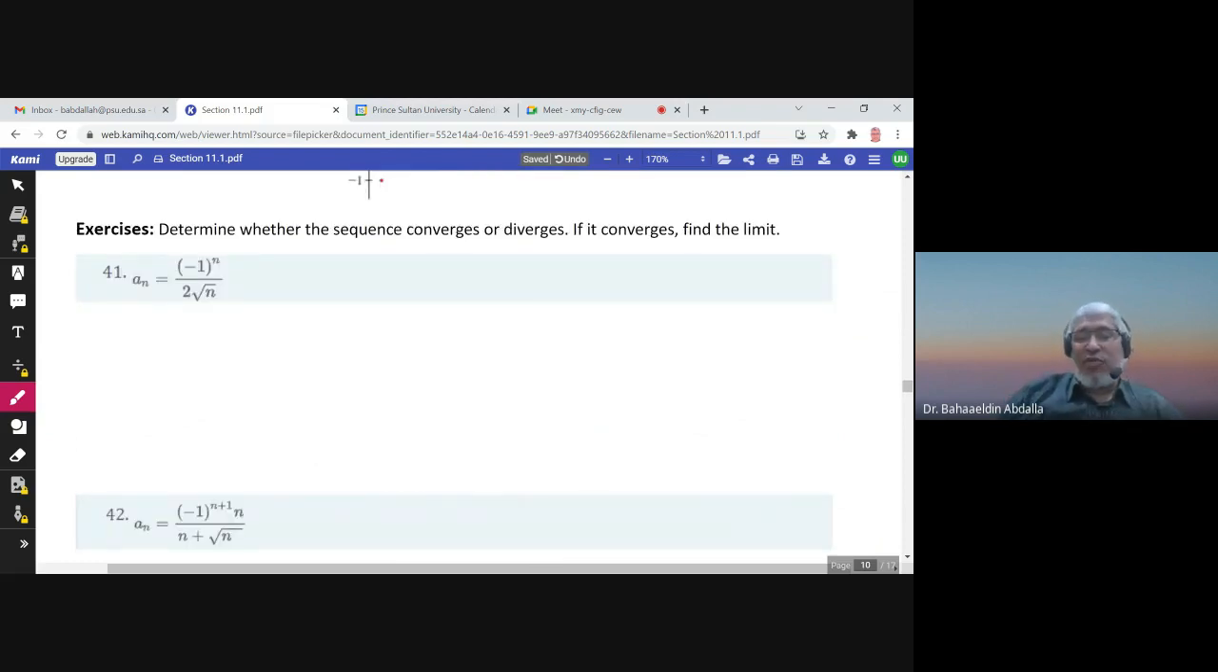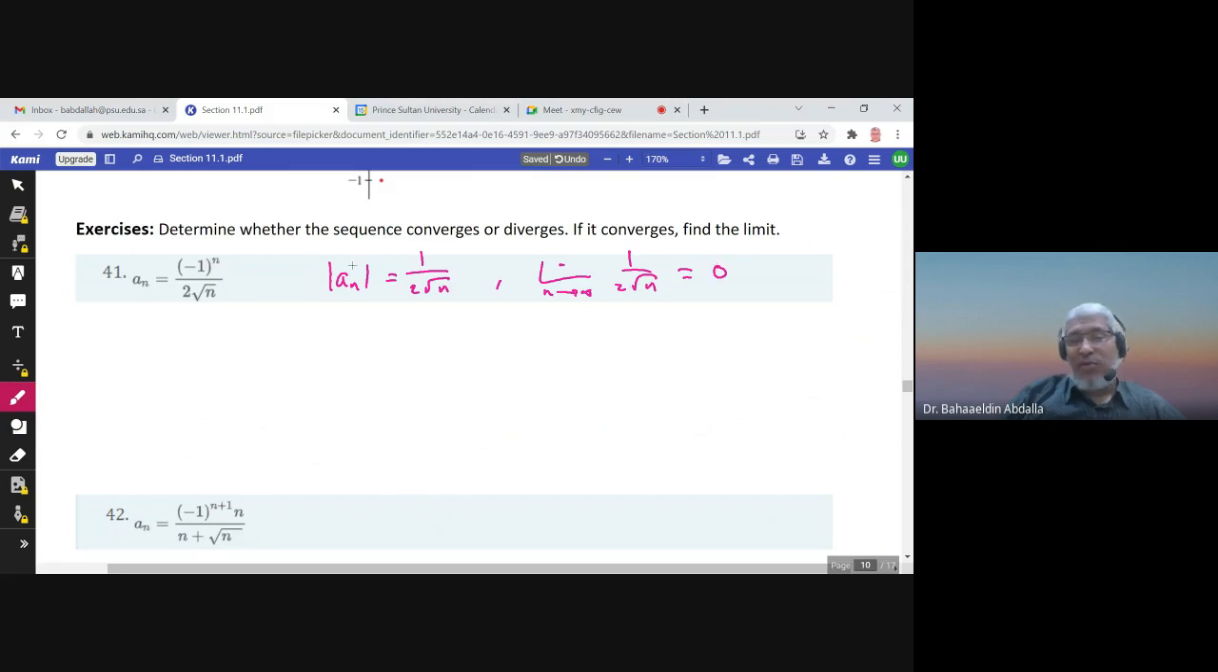Determine whether the sequence converges or diverges. Some examples, questions about this theorem. If it converges, find the limit. Well, I have a_n, there is (-1)^n, so immediately I will check the absolute value of a_n, which is 1 over 2 square root of n. What is the limit as n goes to infinity of 1 over 2 square root of n? Square root of infinity is infinity, times 2 is infinity, so 1 over infinity is 0.